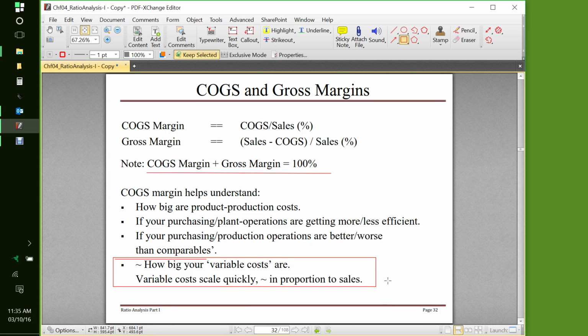Fixed costs are relatively unaffected by sales, and we'll talk about them a little bit later. So this is going to be helpful along the way to think about that vis-a-vis the COGS margin too. Okay.